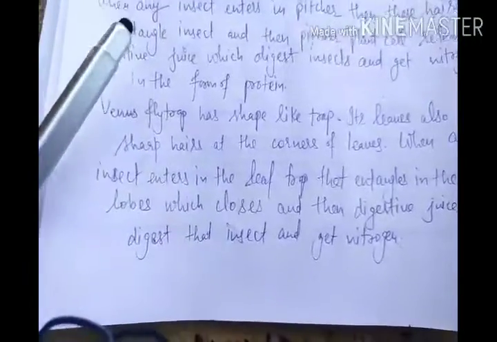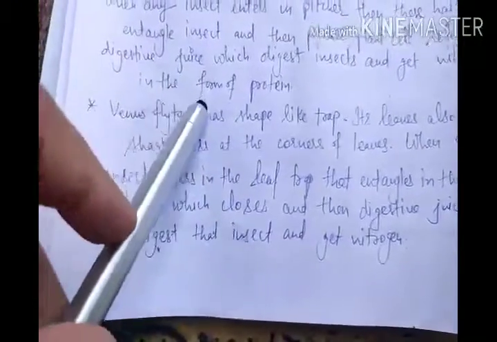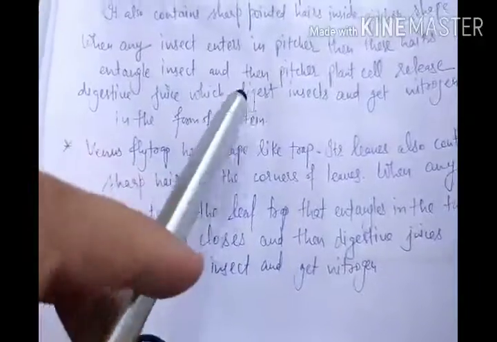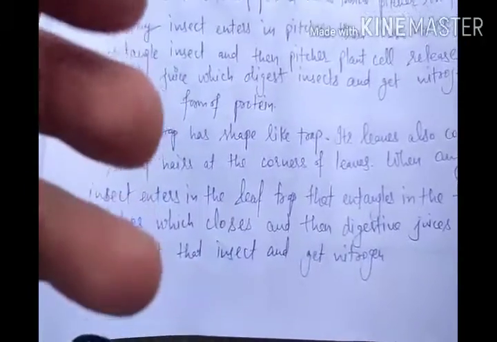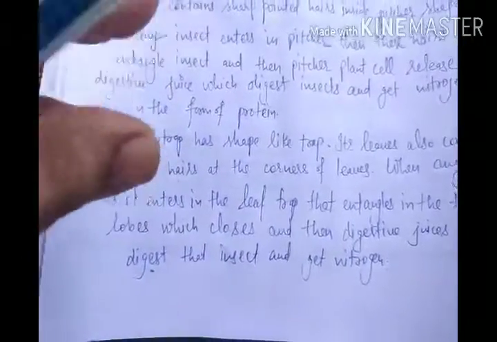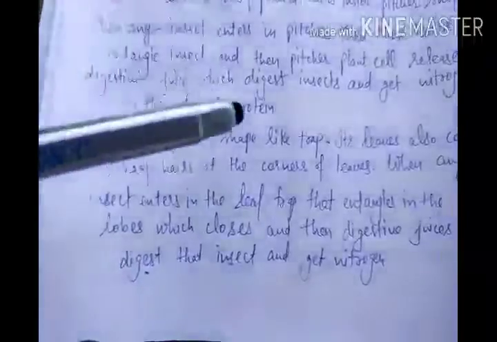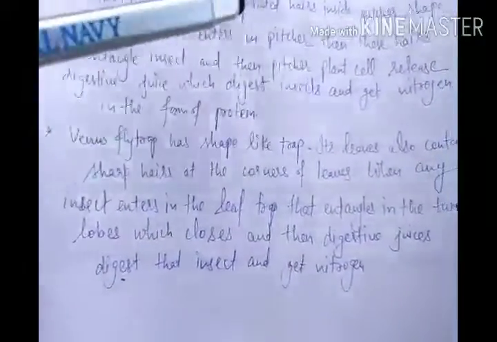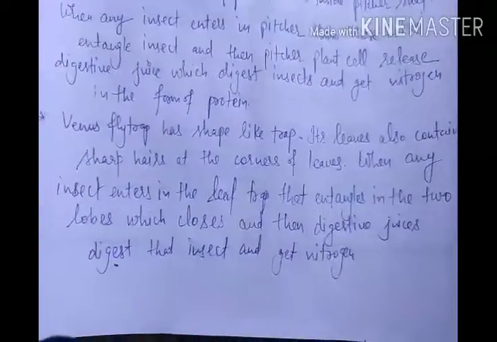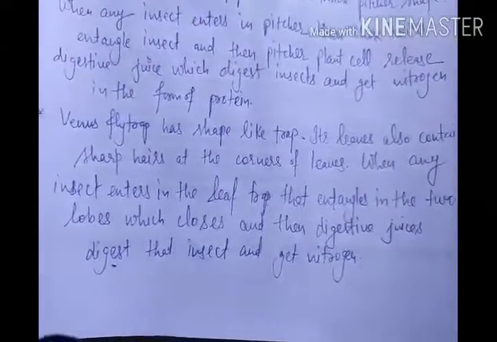Similarly, if we go through the Venus flytrap, that is the second type. The Venus flytrap has a shape like a trap. Trap means a place from which one cannot easily get out, just like a kind of net, we can say. So it has a shape like a trap. You can see this in the picture given in your books, so please open it and match it.